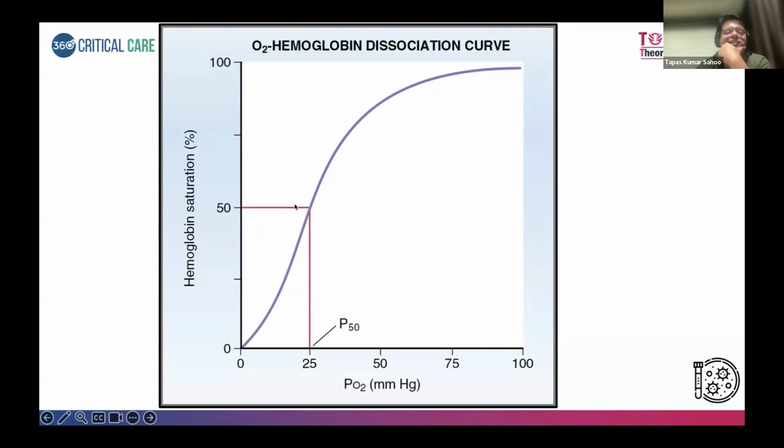Can anybody tell me what it signifies? Anyone who wants to post in the chat box? Because this is all about the oxygen hemoglobin dissociation curve. Anyone? Yeah. Darshan must be knowing, because I am unable to share, check the chat box.